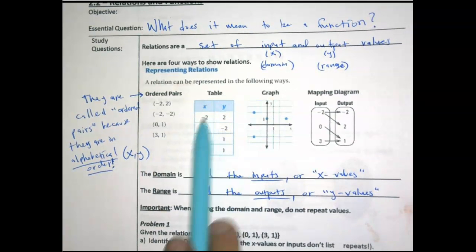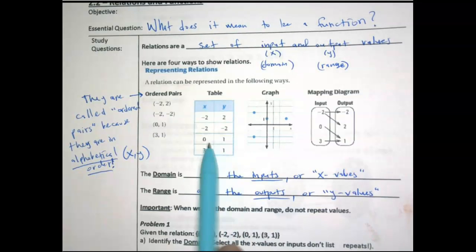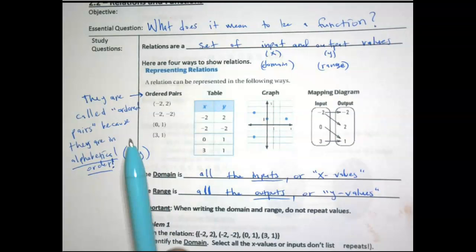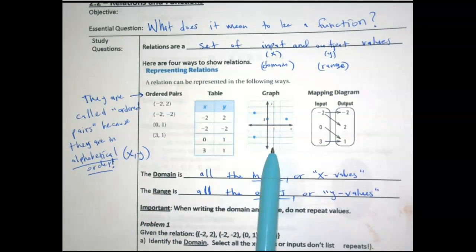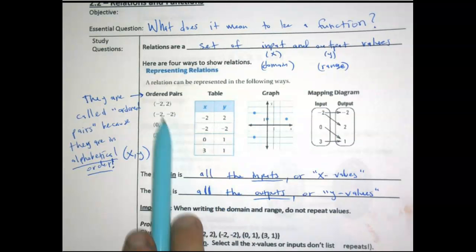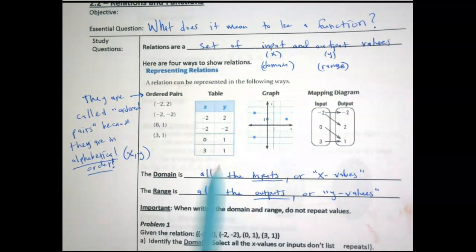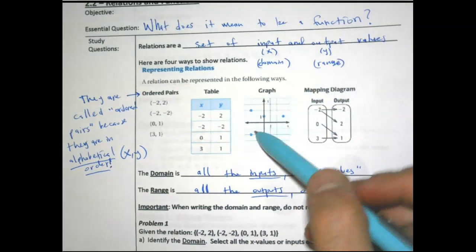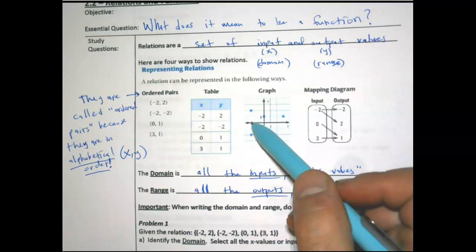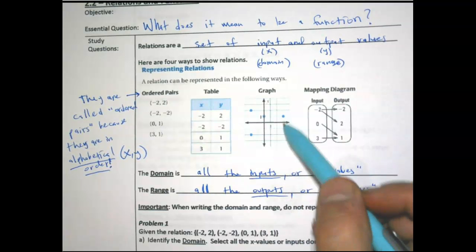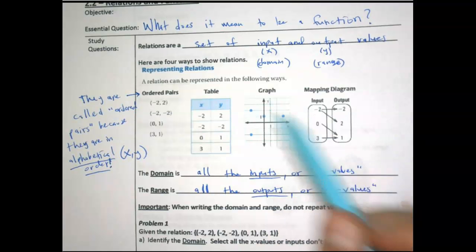You can use a table for all your x and y values, right? So again, different ways to show a relation, represent a relation. Ordered pairs, a table, a graph. Notice that it's the same numbers, (-2, 2), (-2, -2), (0, 1). It's the same numbers, just presented a little differently. Here the numbers are graphed: (-2, 2), (-2, -2), (0, 1), and then (3, 1). They're represented as graphed points.